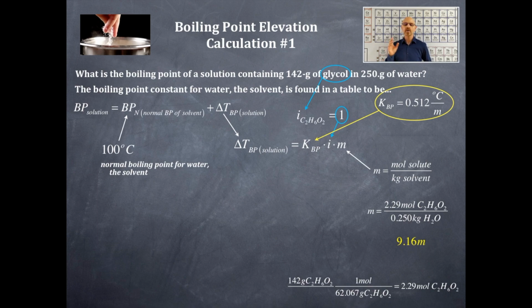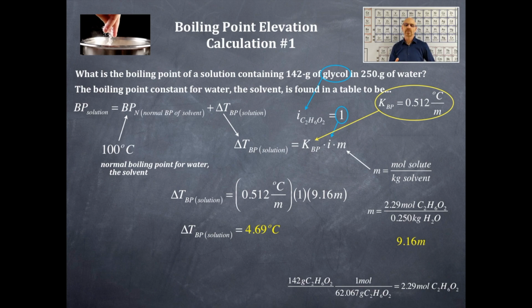Now I'm going to plug all these numbers in and substitute them into delta T equals Kbp times i times m. That's the constant for the boiling point in this example, the Van't Hoff factor, times the molality. The units of molality cancel out, and I have units of degrees Celsius. That will be my change in temperature of the boiling point of the solution, and that is 4.69 degrees Celsius.